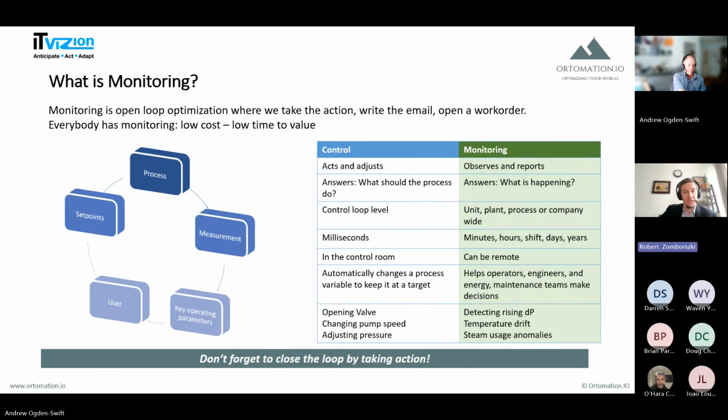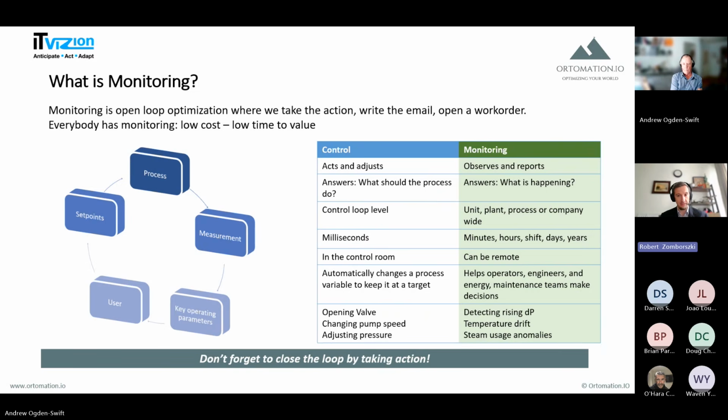Thank you. Okay. So I wanted to talk to you about a low cost and low time to value optimization method. So we'll talk about monitoring and how that works. Normally we have our process, we have the process measured, so we have measurement connected to it, and we turn these measurements into key operating parameters. These are the monitoring reports. This is what we call monitoring usually.